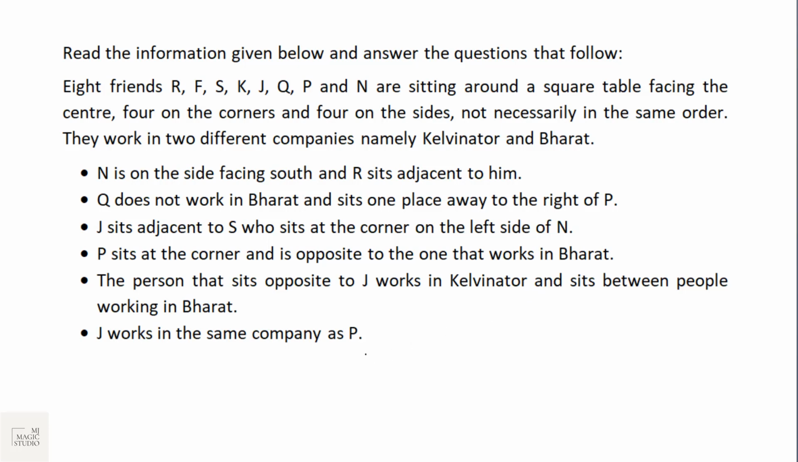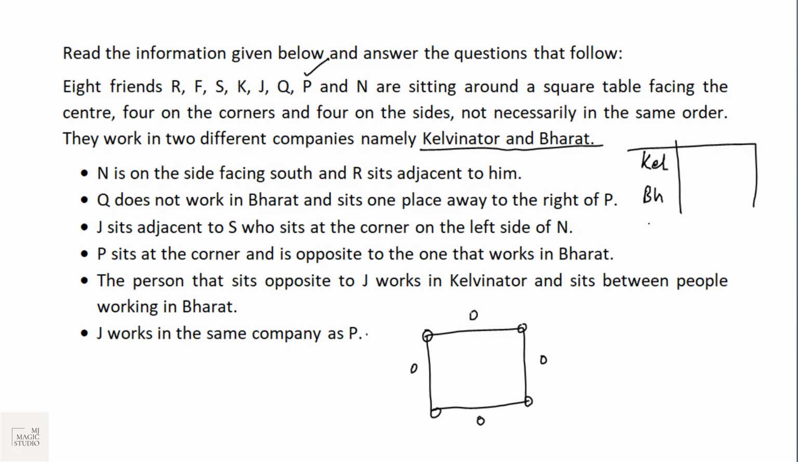Pause the session, try to solve it yourself. We have got 8 friends R, F, S, K, J, Q, P, N and they are sitting around a square table facing center, 4 on the corners and 4 on the sides. Okay. So whatever information is given with that, they work in 2 different companies, K and B, Kelvinator and Bharat. Two different companies we have.